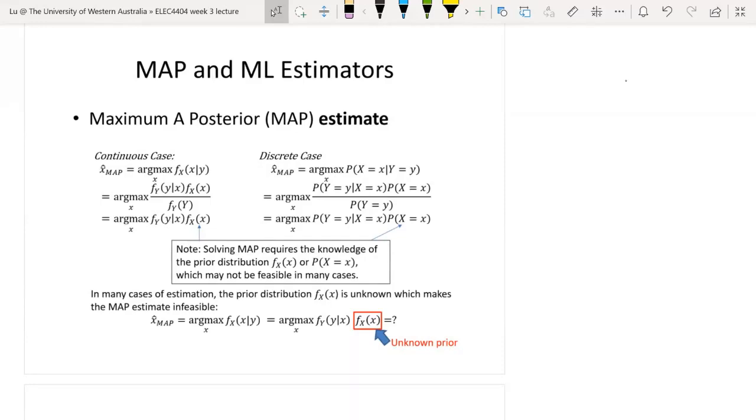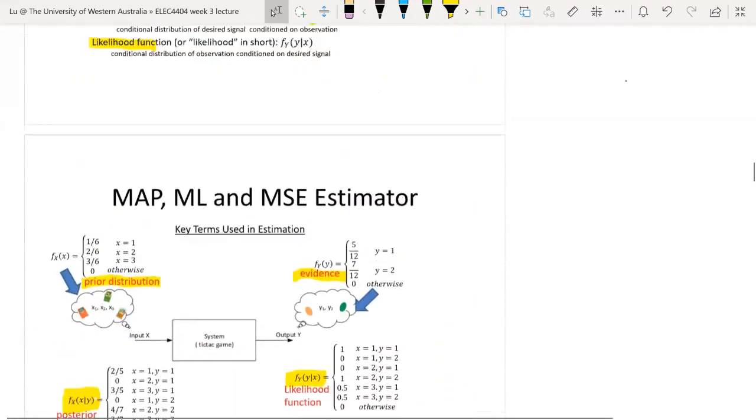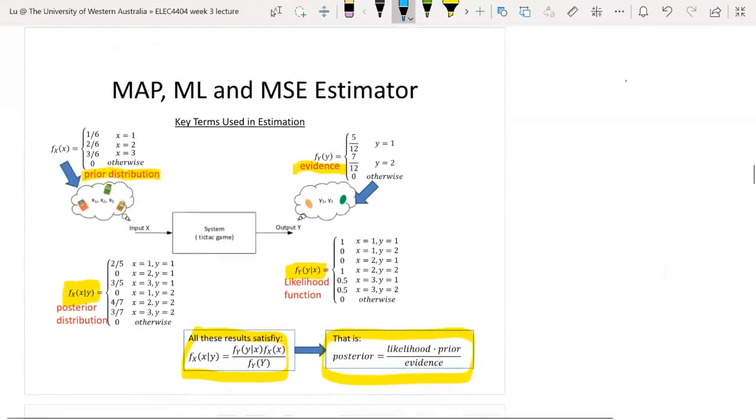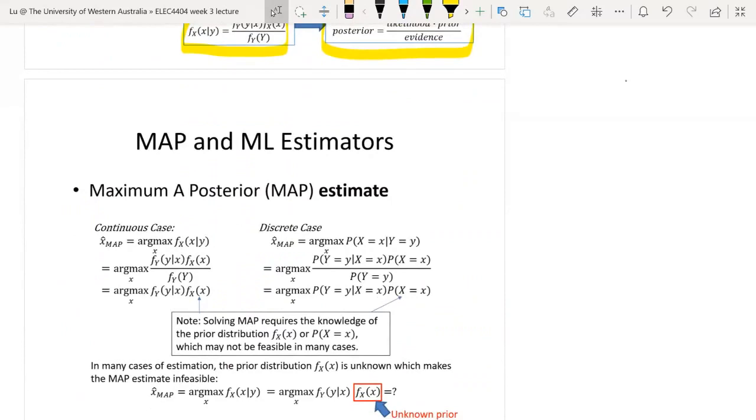Now we have already studied what the posterior distribution is, so the MAP estimator should be very easy for us to understand. We want to design an estimator which can maximize the posterior distribution, this whole thing. That's why we call it MAP, because we want to maximize this posterior.